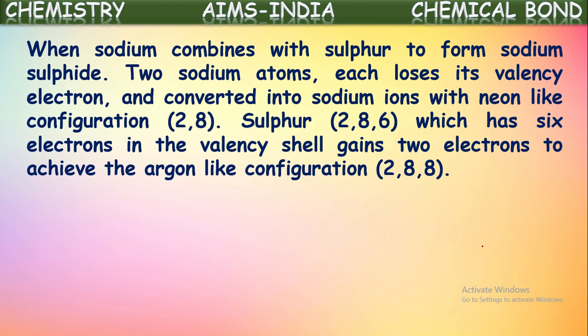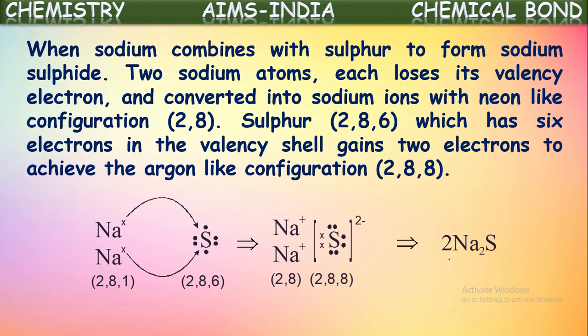So, two sodium atoms each lose their valence electron and are converted into sodium ions with the nearest noble gas neon configuration, that is 2, 8. At the same time, the sulfur atom gains these 2 electrons, which are lost one from each sodium, and achieves the nearest noble gas argon configuration, that is 2, 8, 8. So between these oppositely charged ions, certain attraction occurs which we can call an ionic bond.